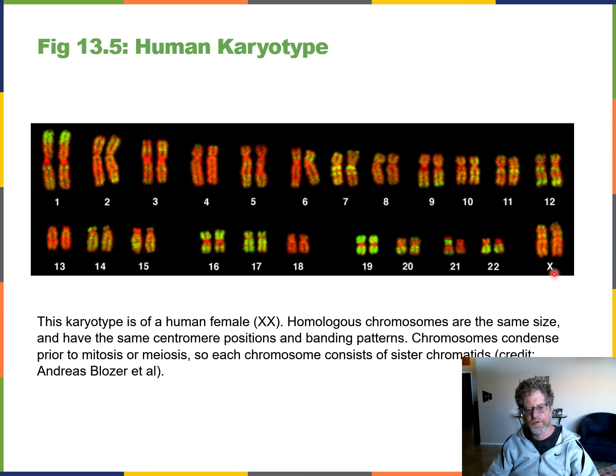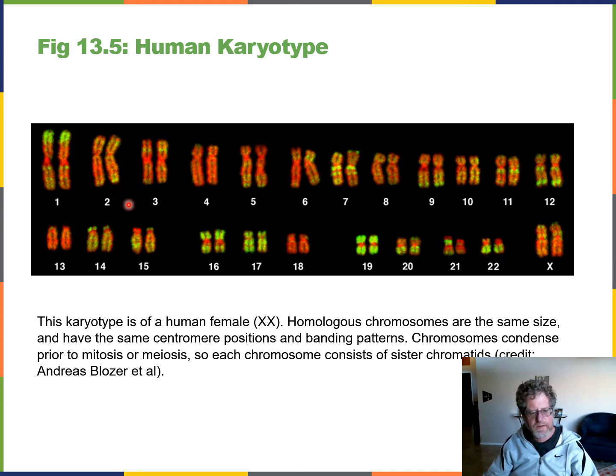It's like if your thread was unwound, and the only time they wind up is right before mitosis or right before meiosis. So whenever you see a karyotype, you'll see that every chromosome consists of sister chromatids and twice the normal amount of DNA. And that's because normally a chromosome would be all spread out and linear. It wouldn't be wound up like this. The only time they wind up is after interphase, when they're getting ready to divide, either in mitosis or meiosis.